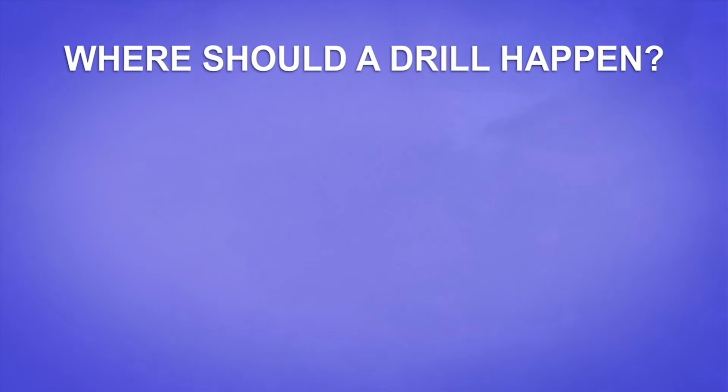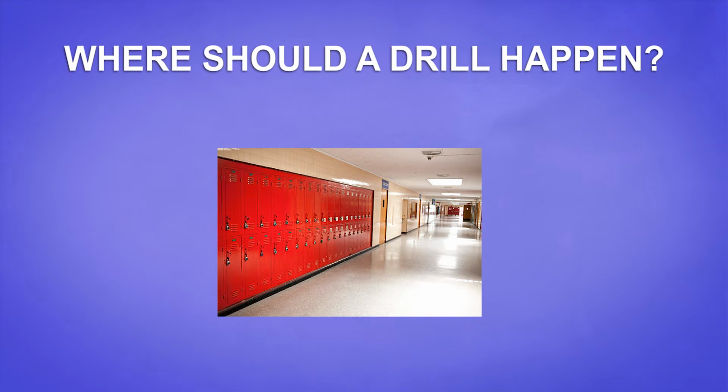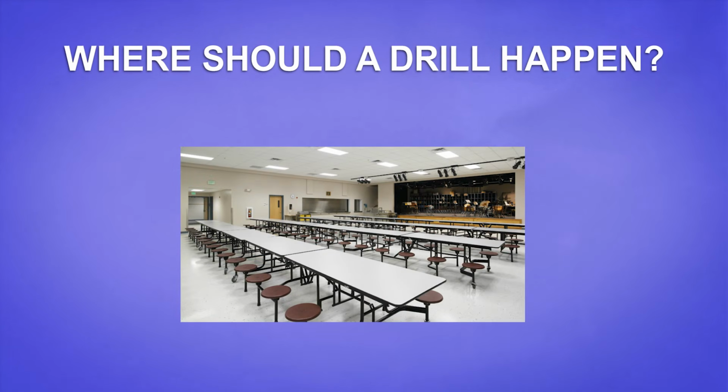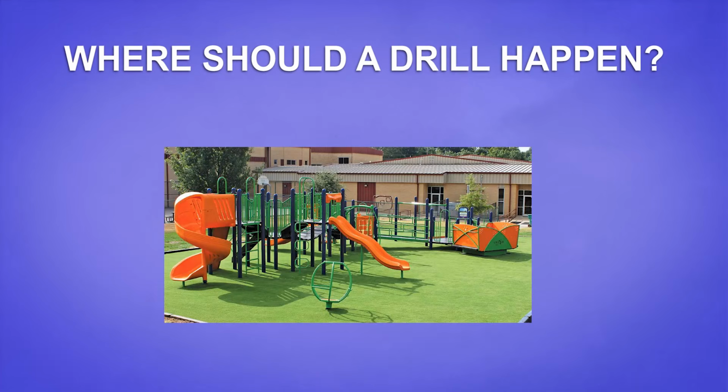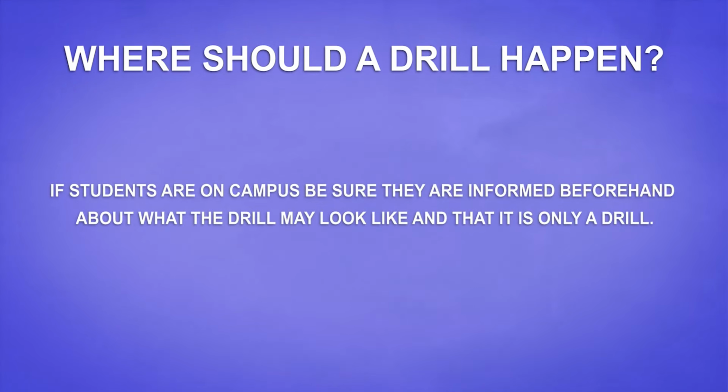Where should a drill happen? Location of drills should be anywhere on campus so all staff consider what they will be looking for: unresponsiveness and abnormal or no breathing, and what they will do. If students are on campus, be sure they are informed beforehand about what the drill may look like and that it is only a drill.